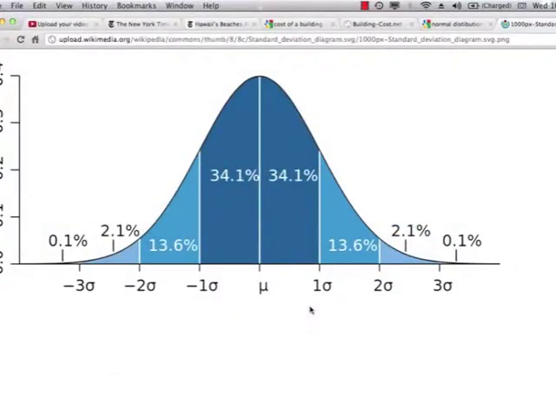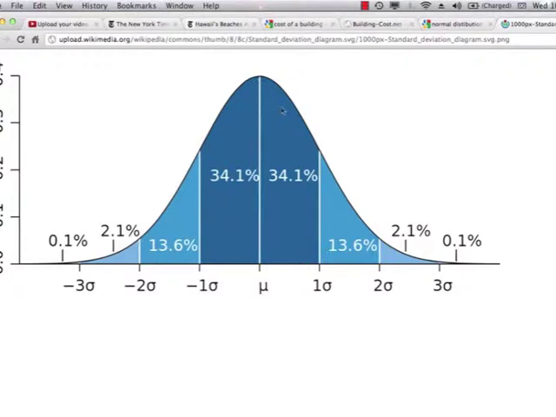The other thing that you learn is, oh, well, 34.1% of your data should be between the mean and one standard deviation. And then 13.6% of your data should be between one standard deviation and two standard deviations. And then 2.1% between 2 and 3. But where do these numbers come from? How do they get these numbers?